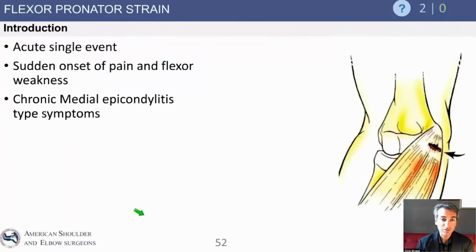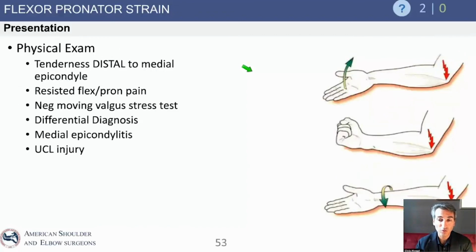Let's talk about flexor pronator strain now. We went over this a little bit with the medial epicondylitis, but this is more when you have an acute event and you have an injury to that area just distal to the epicondyle where the tendon attaches. I see this quite frequently because I take care of a lot of throwers, and throwers get this frequently.